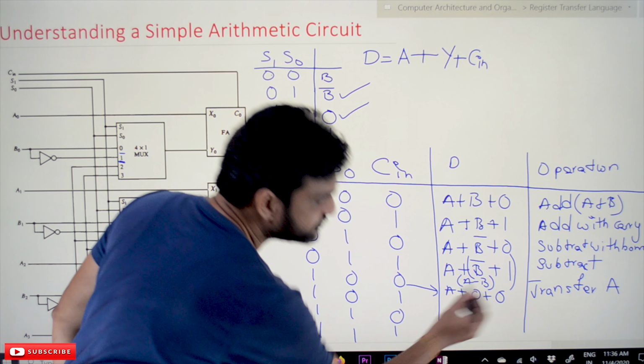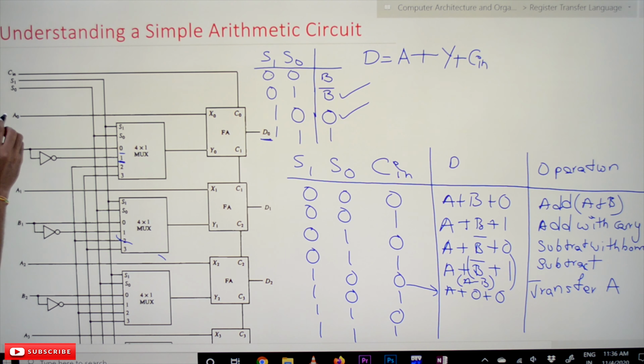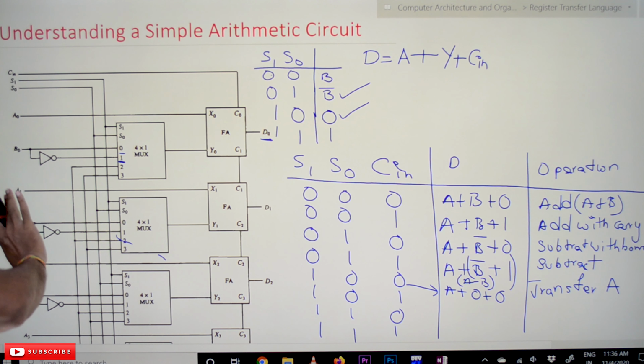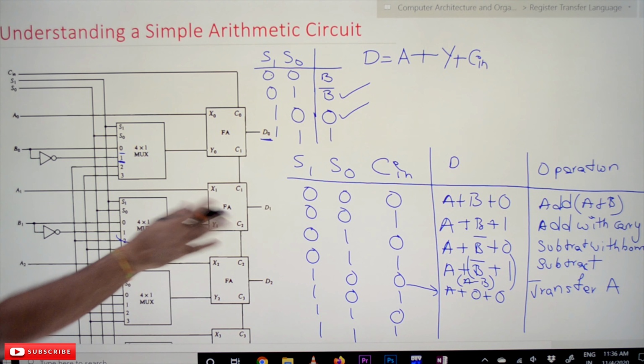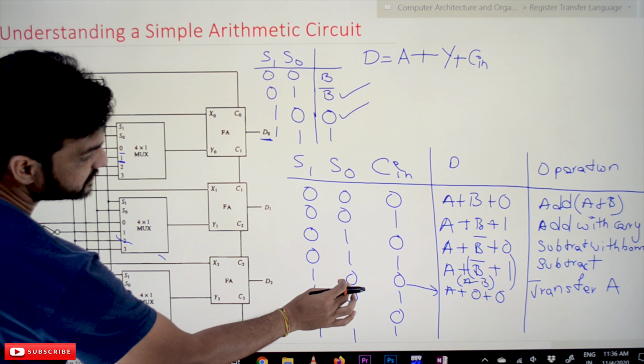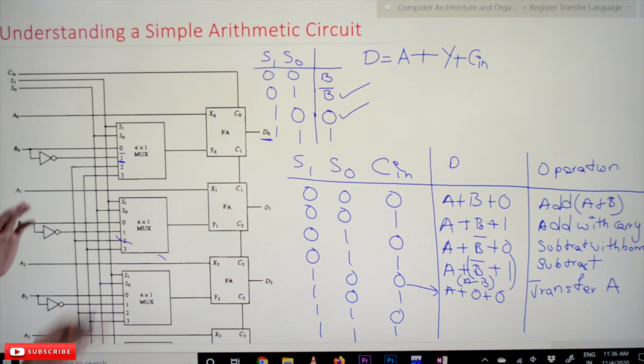It is going to transfer the value of A. The values that are present at A will be transferred as the output. If you want to transfer the value of A out of the circuit, just provide the values of S0, S1 and Cn as 0, 1 and 0.